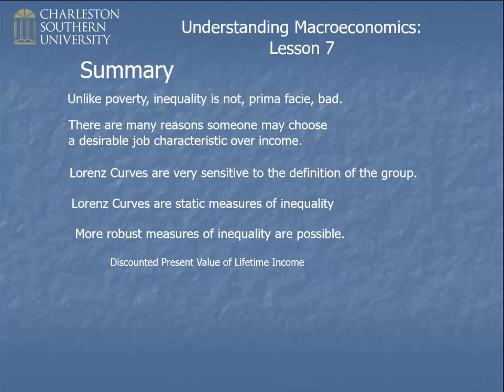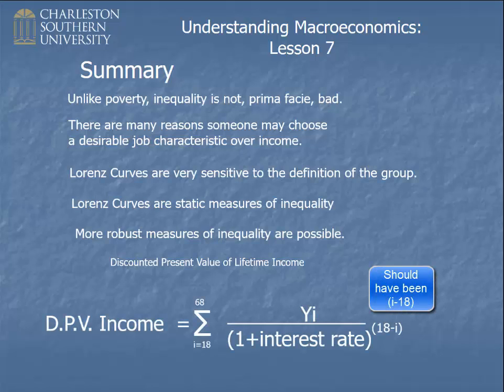In my opinion, the best measure of inequality, if you wanted to do that, would be to figure out the discounted present value of lifetime income. That's the smartest way to do it, but that kind of data is really hard to come by. I give you this formula because this is what you would need to do. The discounted present value of your future income stream would be simply your income from every year during your working life, so I just set it from 18 to 68, your income for every year, divided by some discount rate, which would be 1 plus the interest rate raised to how many years out past 18 you were.